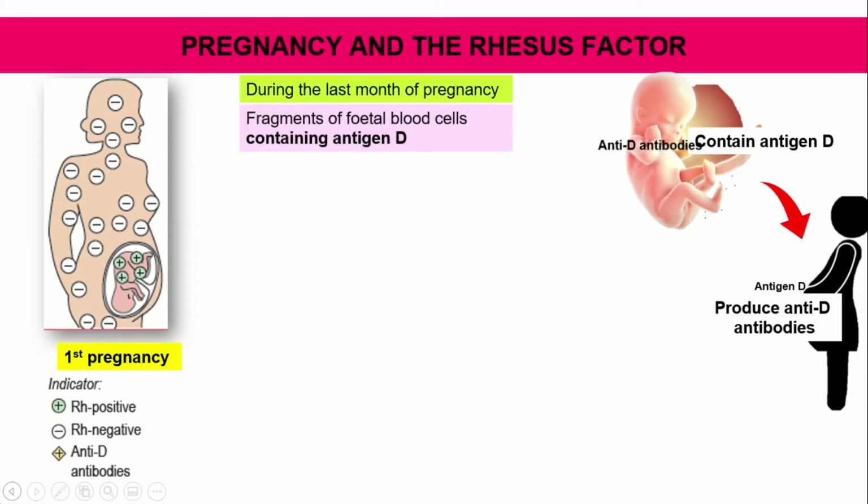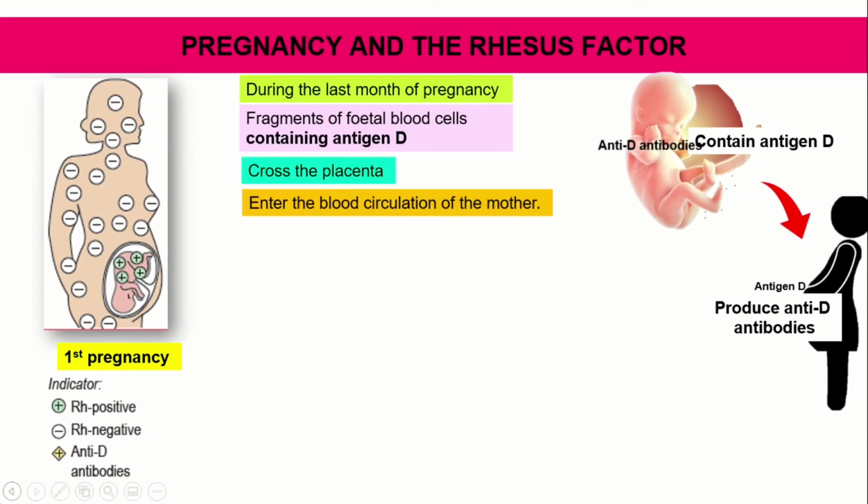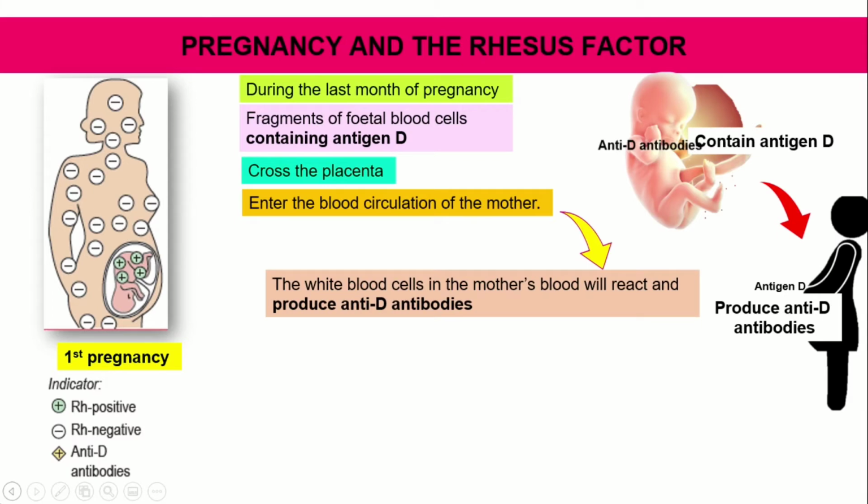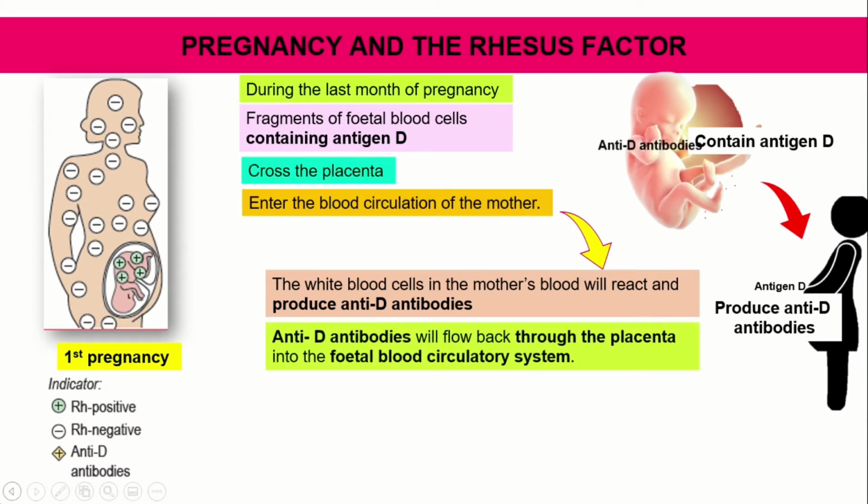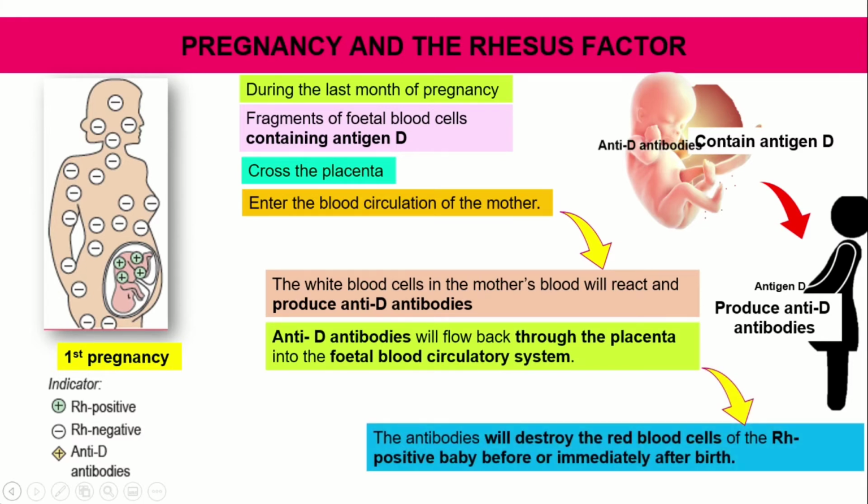During the last month of the pregnancy, fragments of the fetal blood cells containing antigen D, which means having the rhesus factor, will cross the placenta and enter the blood circulation of the mother. Then, the white blood cells in the mother's blood will react and produce anti-D antibodies. Anti-D antibodies will flow back through the placenta into the fetal blood circulatory system. The antibodies will destroy the red blood cells of the rhesus positive baby before or immediately after birth.